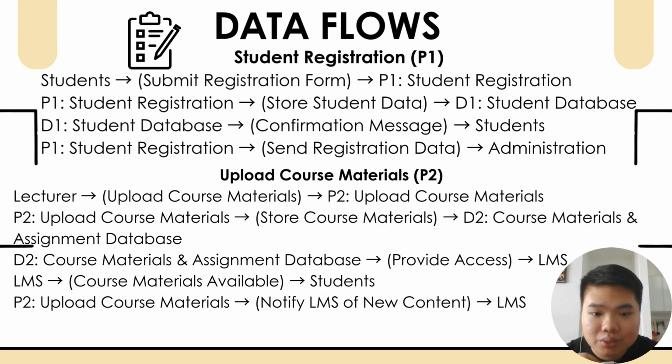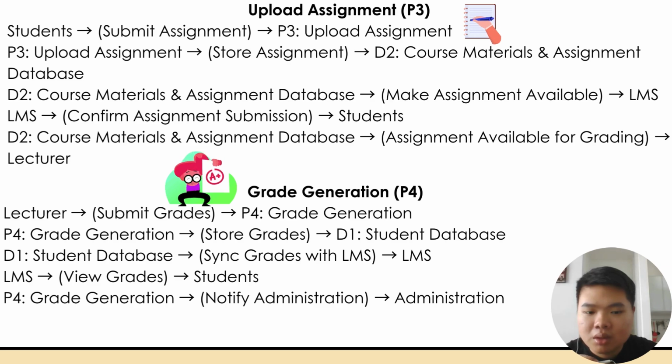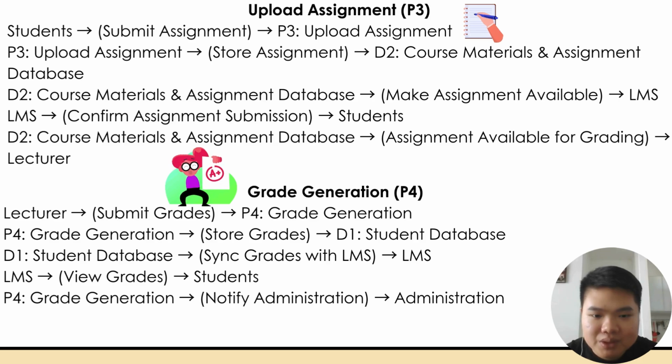So now we go to another process. Now it's me again, and this is process 3. Process 3 is upload assignment. The student submits the assignment, right? So it's called upload the assignment, and we call it process 3. Upload assignment stores the assignment, and to store the assignment we go to D2, the course material and assignment database.